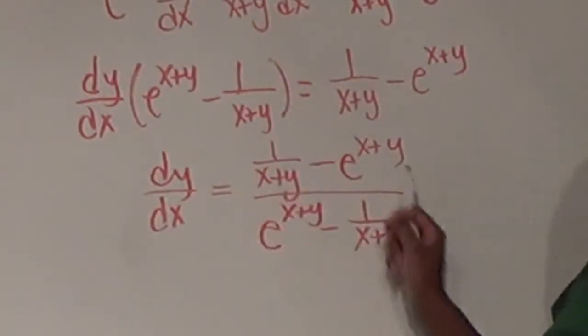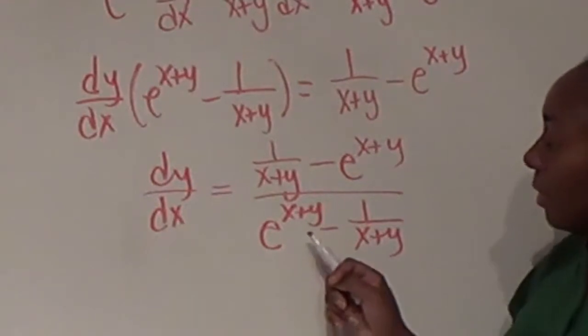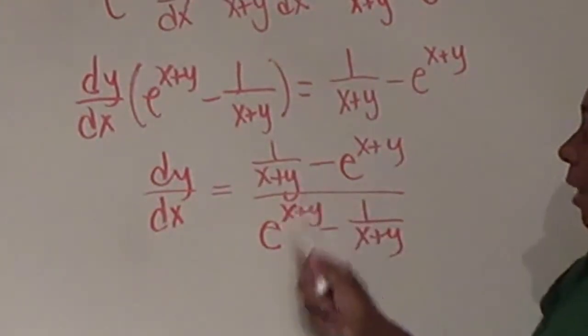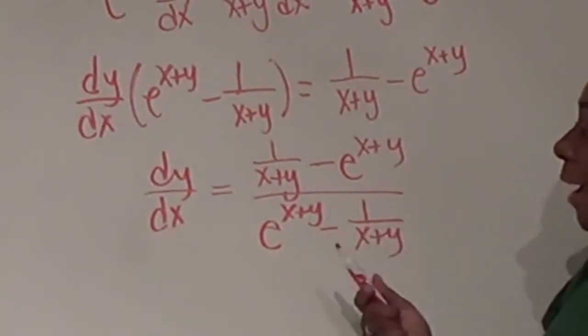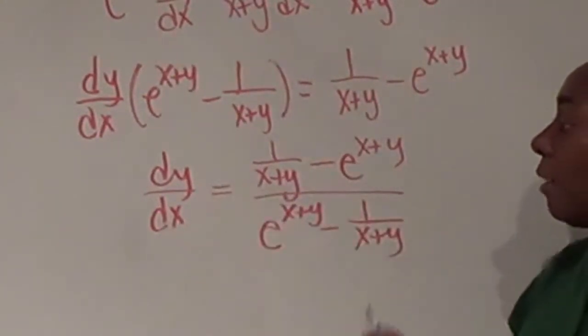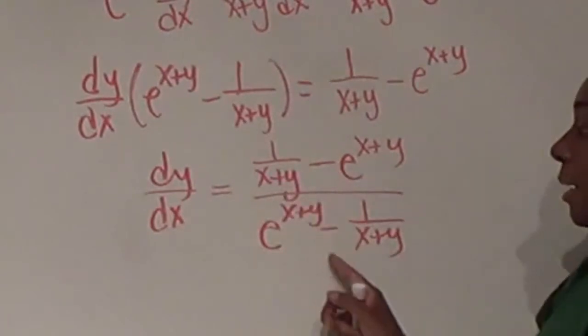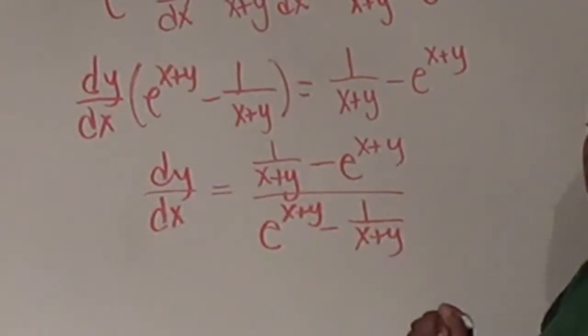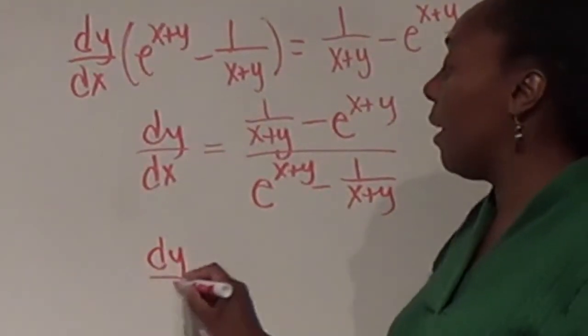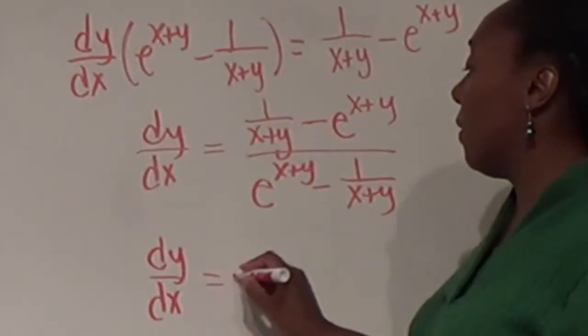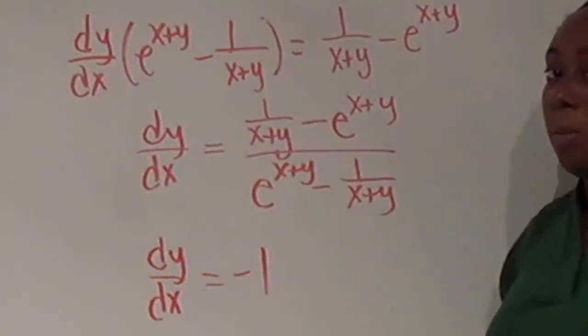Now again, at this point we would simplify, but one of the things to notice here is I have exactly the same terms, they just have different signs on them. So these actually cancel out. If I factor a negative 1 out of the top, I would see I get e to the x plus y minus 1 over x plus y. So here, this tells me that dy/dx is just going to equal negative 1.